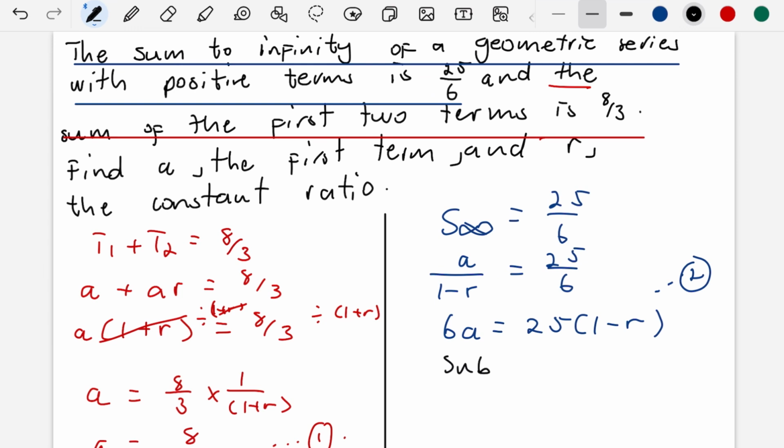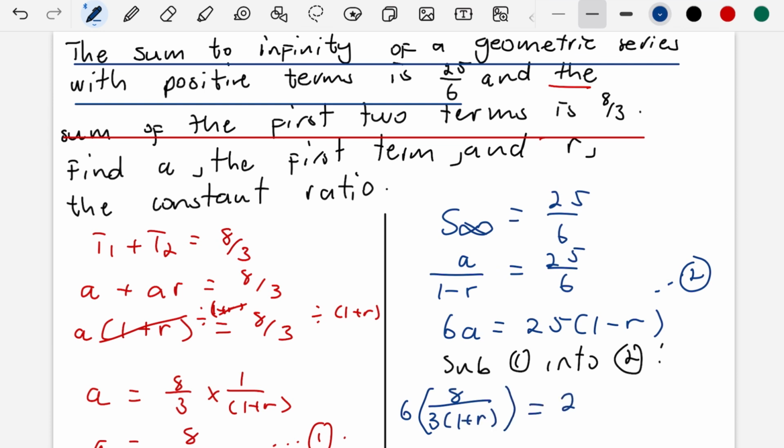And how about substituting equation 1 into equation 2? Meaning, wherever I see a, I'm going to put 8 over 3 into 1 plus r. So now I have 6 multiplying 8 over 3 into 1 plus r is equal to 25 into 1 minus r. Now, if you just have a look here, we have 6 and 3 in the denominator. 3 goes into 3 once, 3 goes into 6 twice. So what we end up having here is 2 times 8, which is 16 over 1 plus r, is equal to 25 times 1 minus r over 1.